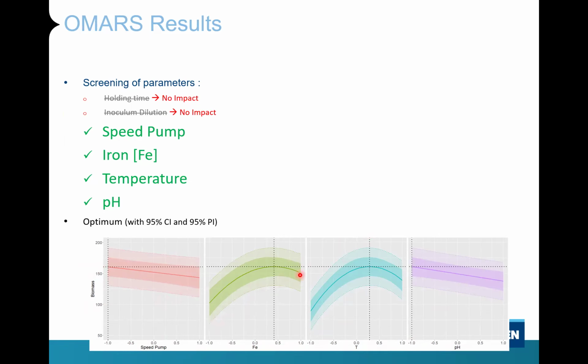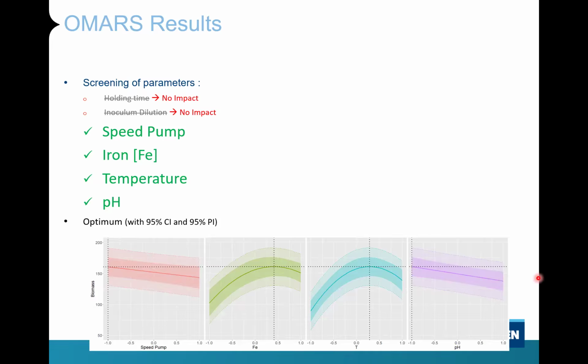And some of the inputs had a quadratic effect, hence the curves. Some other inputs did not have a quadratic effect. So that's where you see a straight line visualizing the effects of the speed pump and the pH. These have linear effects in this particular application.